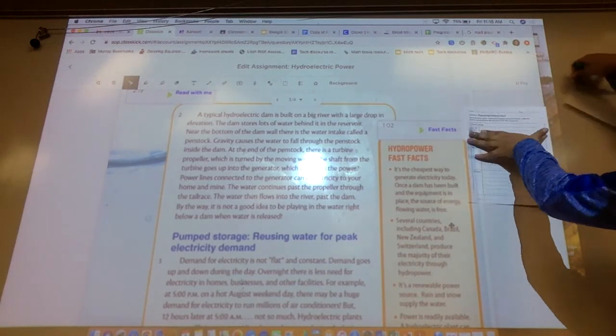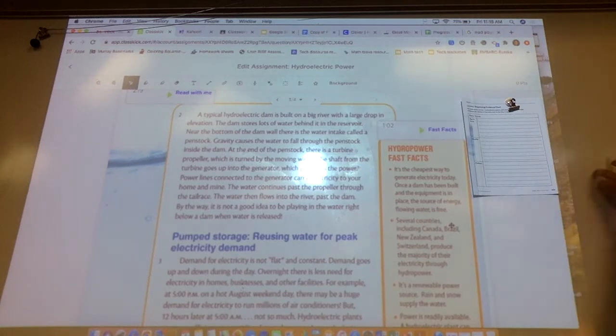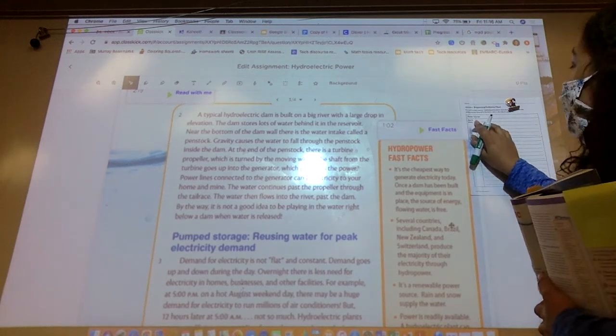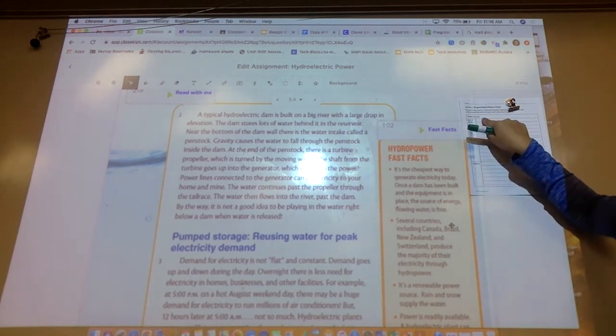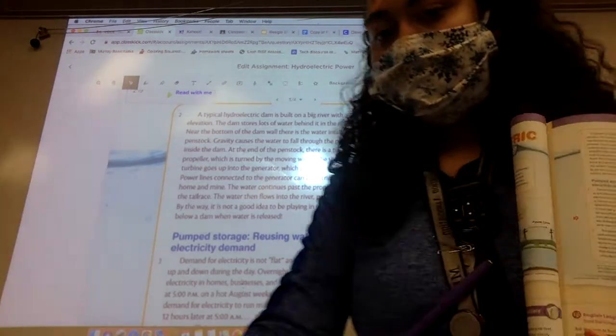What is it that we're using? What is it called? Stay in your seat. Hydroelectric power. Thank you, Dylan. Hydroelectric power. Okay, so up here, power source. Write it in. Hydroelectric power.